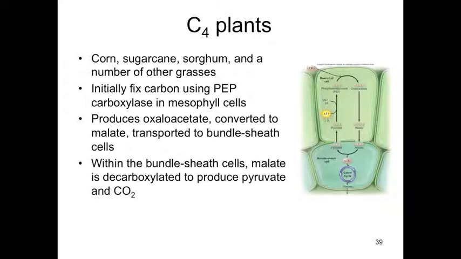Now, you can know the name of the cells or not. We have mesophyll cells where the carbon is fixed and bundle sheath cells where the carbon is fed into the Calvin cycle. You don't need to know the names of those cells, just that in C4 photosynthesis, the fixation of carbon is spatially separated from the use of carbon in the Calvin cycle.